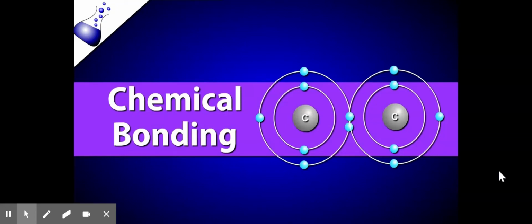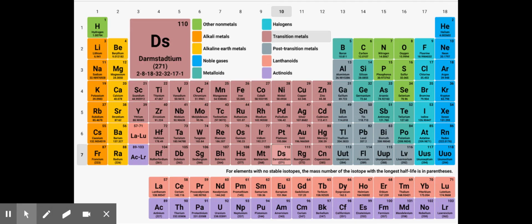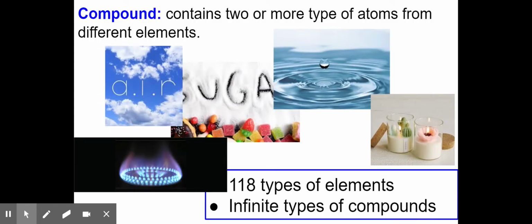And the last part we're going to review before we learn about chemical reaction is the chemical bonding. There are a total of 118 different kinds of elements in the world, but around us there are so many different things. How do they form different things? Let's have a look. Okay, so basically we have learned compound.